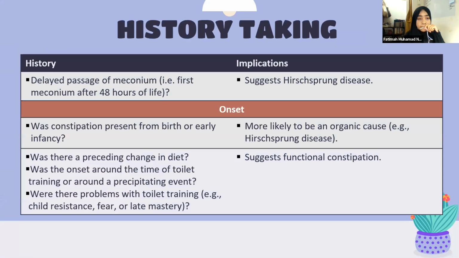So in history taking, it is important first of all to ask the parents about the delayed passage of meconium, because usually normal babies can pass meconium within 48 hours of life. So if there is no passage of meconium, then we need to think of Hirschsprung disease. Furthermore, about the onset, you ask whether the constipation was present from birth or early infancy, because this is more likely to be due to an organic cause.